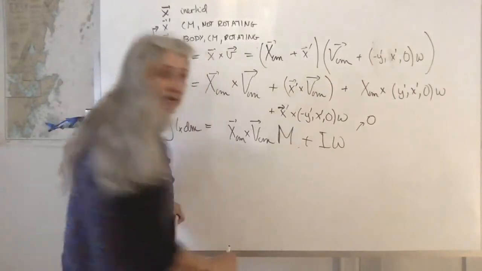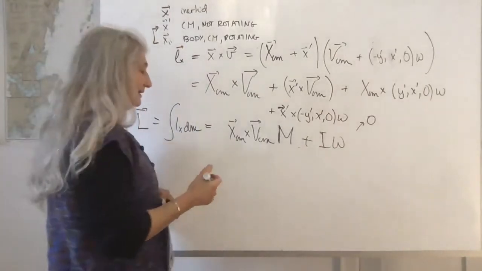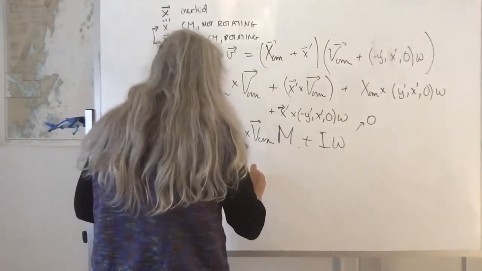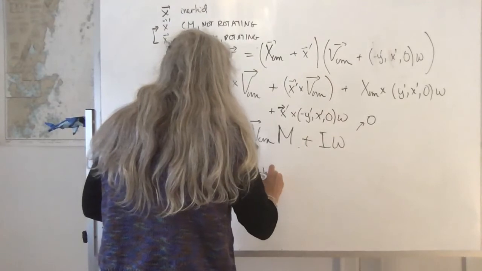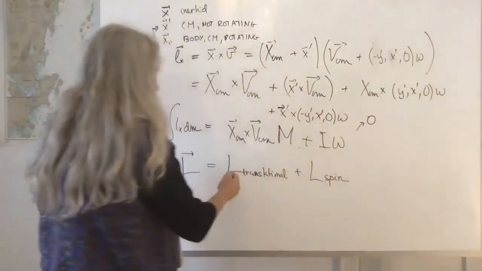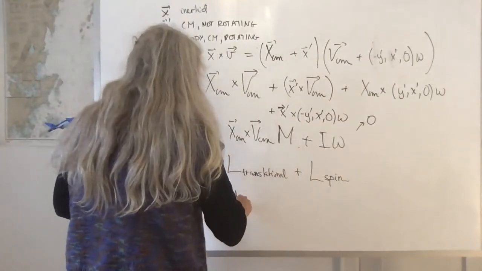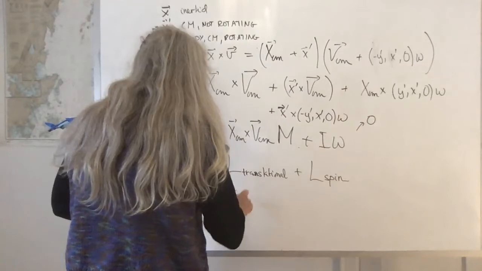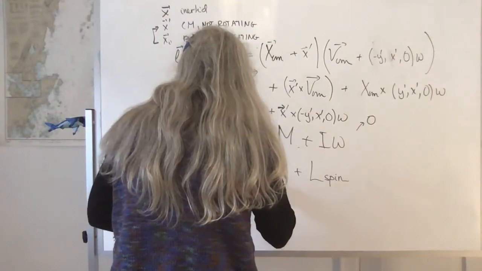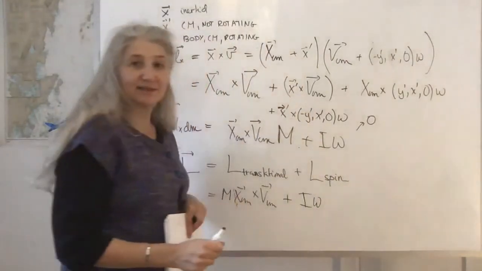So what have I shown here? What I've shown is that you can take a whole rigid body and write the angular momentum as a translational bit plus a spin. The translational bit is just the angular momentum of the center of mass, so it's m, x, the position of the center of mass, cross the velocity of the center of mass. And the spin is the moment of inertia times the angular rotation rate.